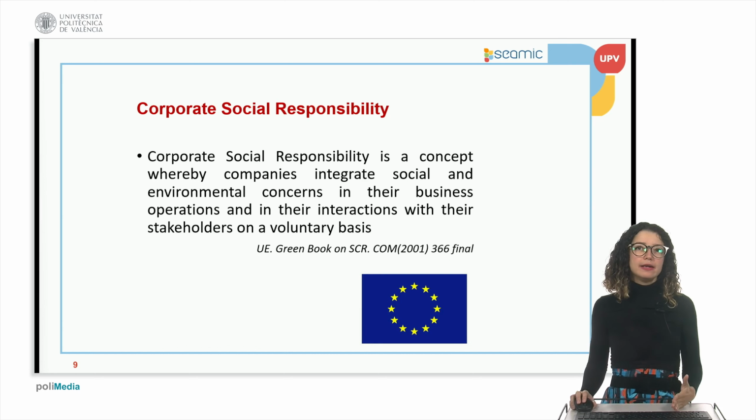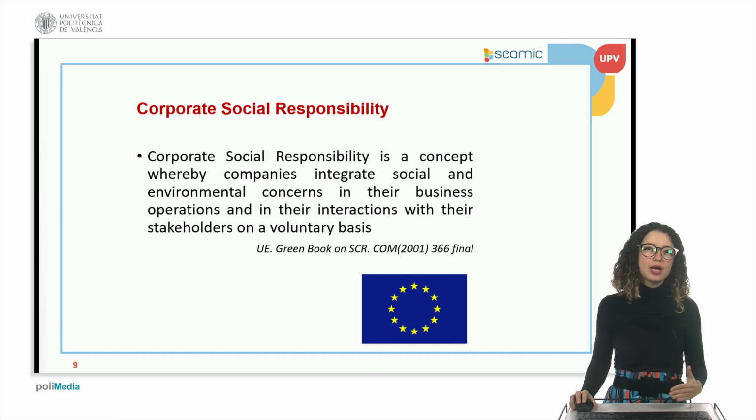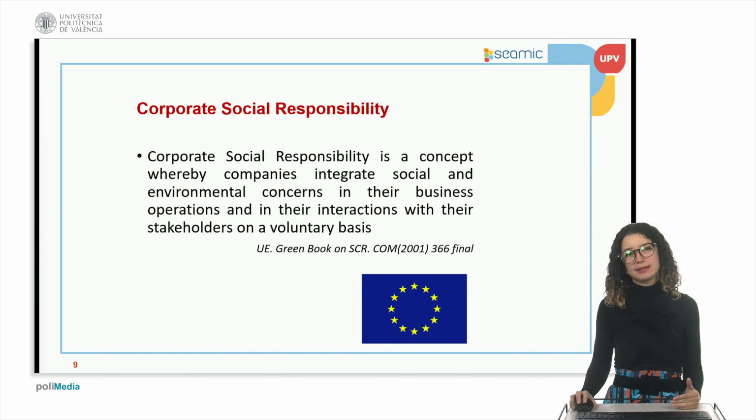In 2001, what would become one of the most iconic definitions of CSR was established, the definition offered by the European Union Green Book. CSR, for this statement, is a concept whereby companies integrate social and environmental concern in their business operations and in their interaction with their stakeholders on a voluntary basis.